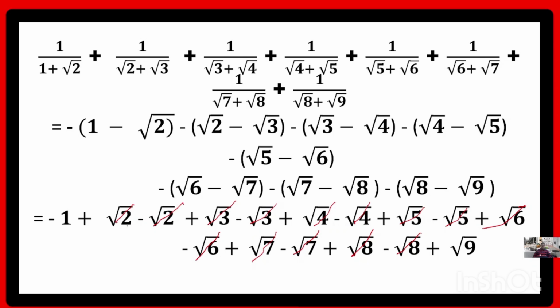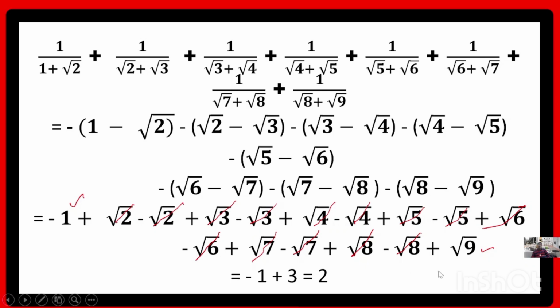And the remaining term here is what? Minus 1. And the last term is plus root 9. Plus root 9 means root 9 is what? 3. So here you see, minus 1 is the first term, and the last term is root 9, which is 3. So minus 1 plus 3 is 2. This is the required value.